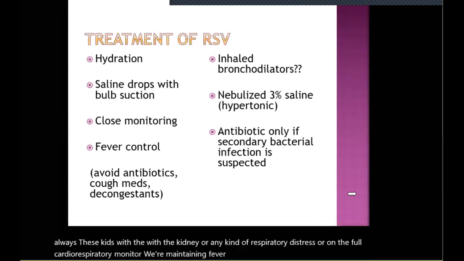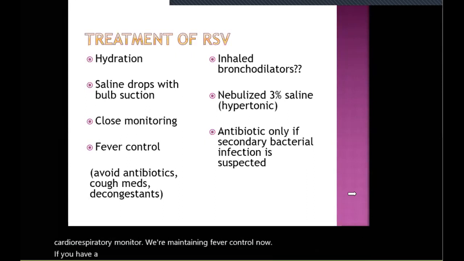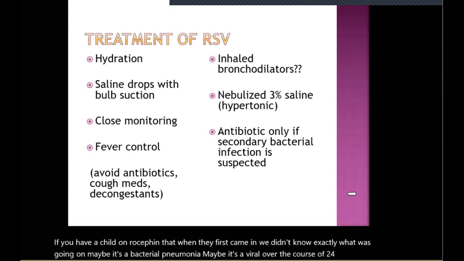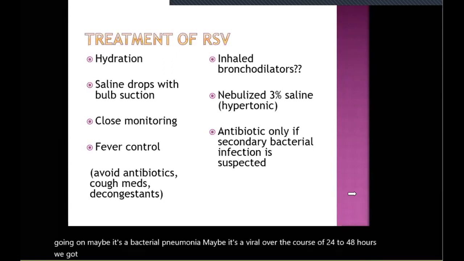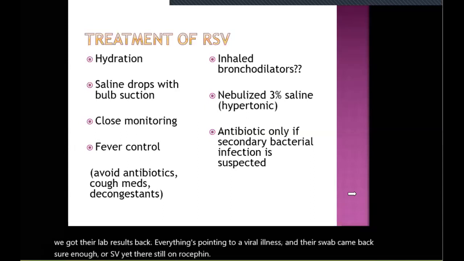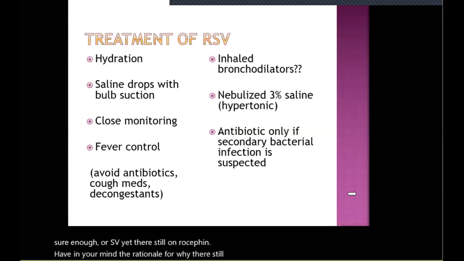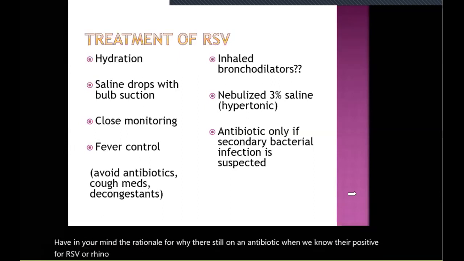Now, if you have a child on antibiotics that when they first came in, we didn't know exactly what was going on. Maybe it's a bacterial pneumonia, maybe it's viral. Well, over the course of 24 to 48 hours, we got their lab results back. Everything's pointing to a viral illness, and their swab came back, sure enough, RSV. Yet they're still on antibiotics. Have in your mind the rationale for why they're still on an antibiotic when we know they're positive for RSV or rhinovirus or enterovirus or whatever it is.